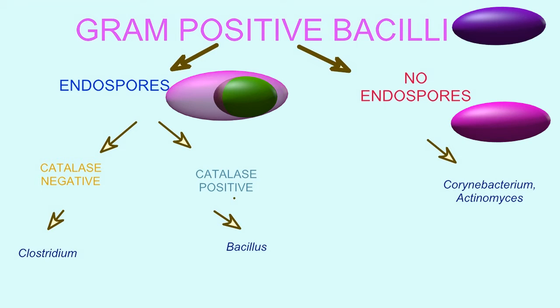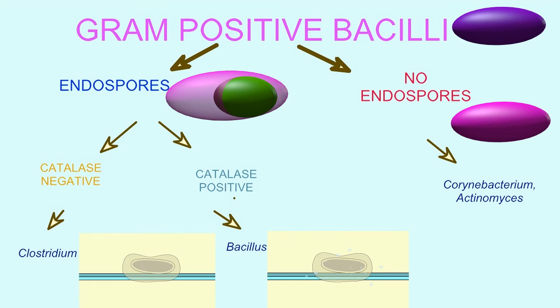If endospores were produced, then one would follow up with the catalase test to see whether there was bubbling when hydrogen peroxide was added. If the bacterium was catalase positive, then the genus would be Bacillus. If the organism was catalase negative, then it would be identified as a species of Clostridium.